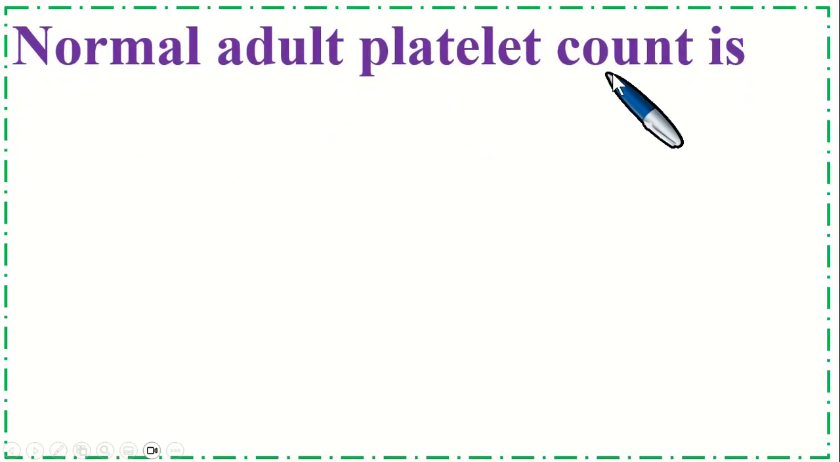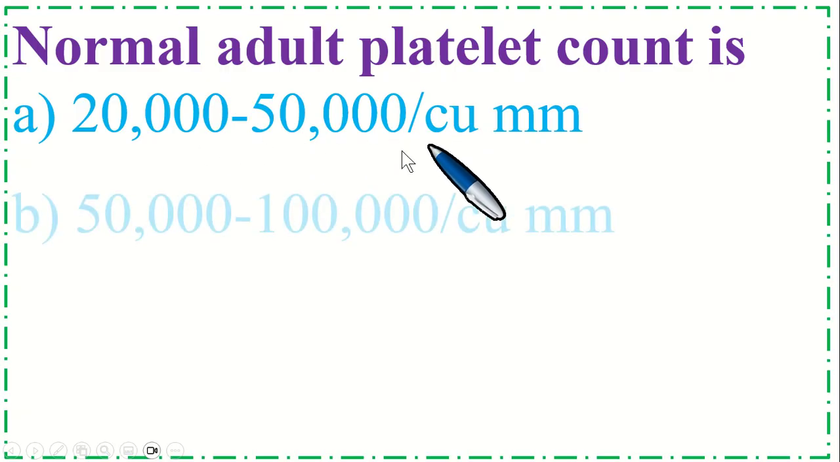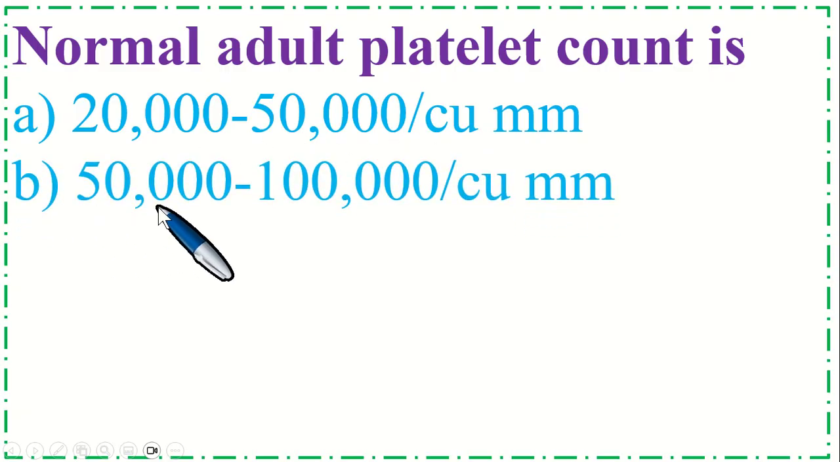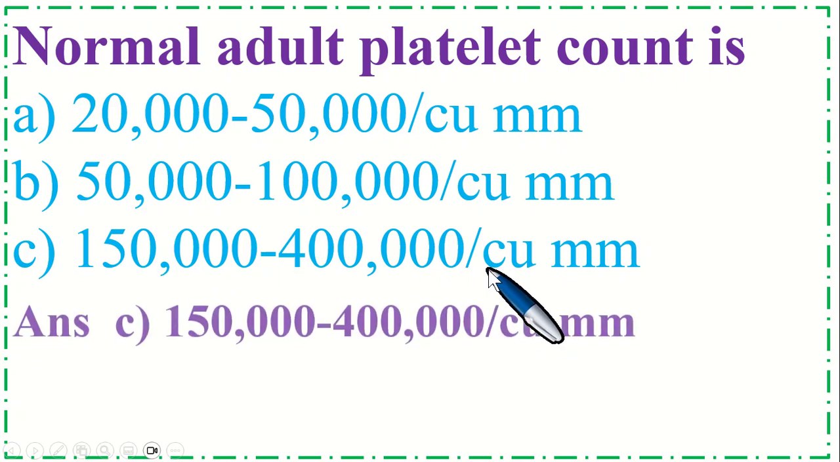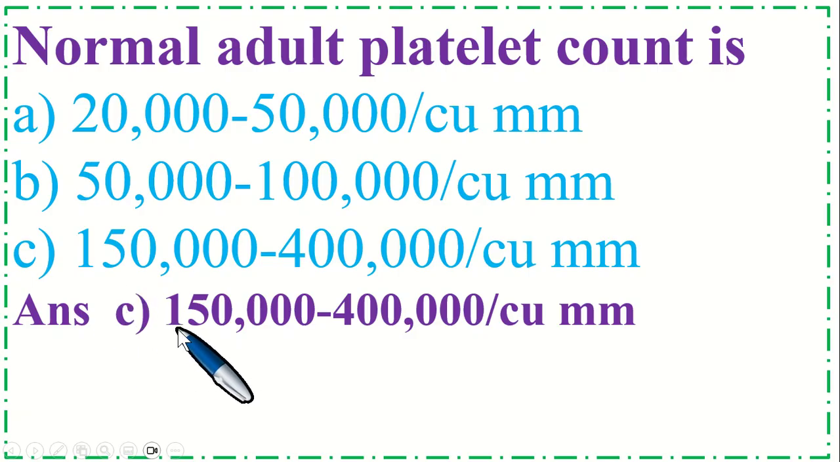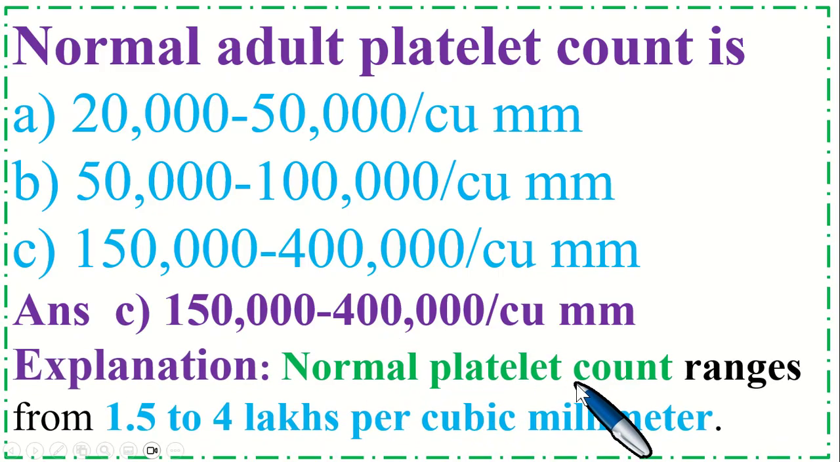Normal adult platelet count is option A 20,000 to 50,000 per cubic millimeter, B 50,000 to 1 lakh per cubic millimeter, option C 1 lakh 50,000 to 4 lakh per cubic millimeter. So the correct option is C, 1 lakh 50,000 to 4 lakh per cubic millimeter is the normal range for adult platelet counts. Normal platelet count range is 1.5 to 4 lakhs per cubic millimeter.